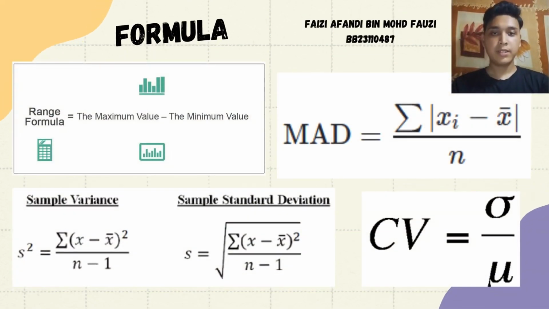My part is part 4, which is to calculate and compare measures of dispersion between the two metrics. There are 5 formulas we can use to find measures of dispersion. The first one is the range formula. The second one is the mean absolute deviation. The third one is the sample variance. Besides it is the sample standard deviation, and the last one is the coefficient of variation formula.